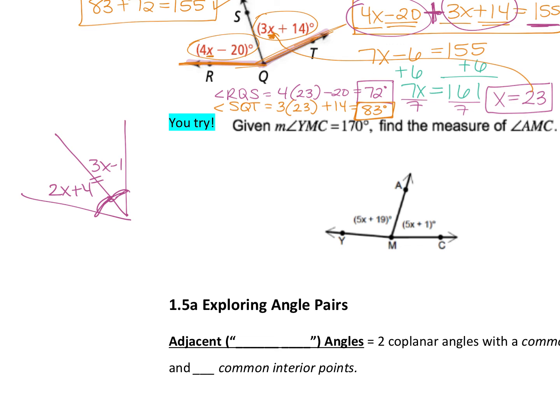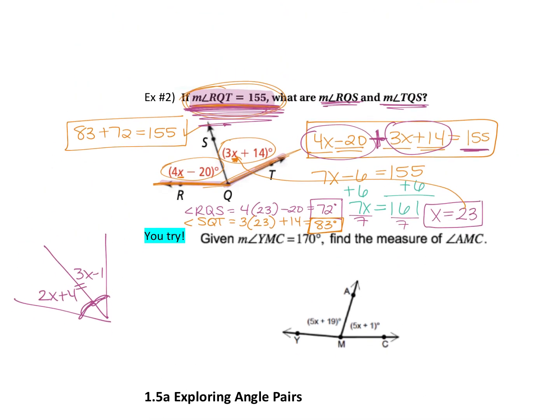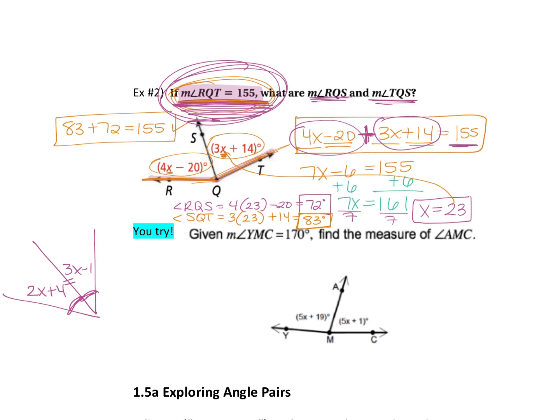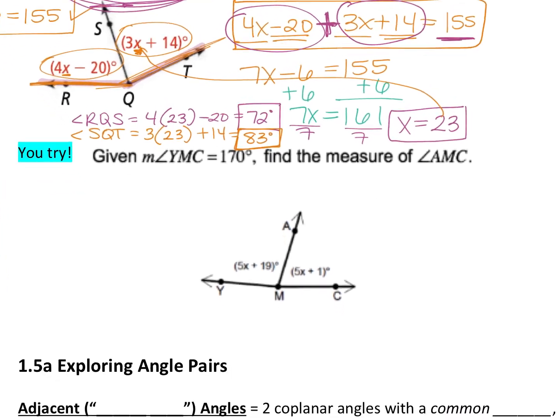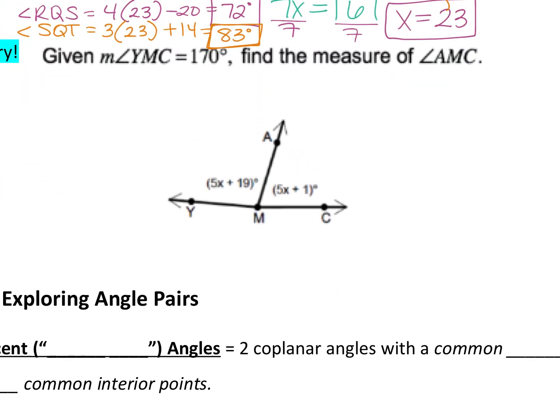If the problem has congruent angles, then set them equal. If the problem doesn't have congruent angles, but they told you the total, then you're going to add them together and set it equal to the total. So ones like this are just plus and you just add them. Okay, so let's see if you can do it.